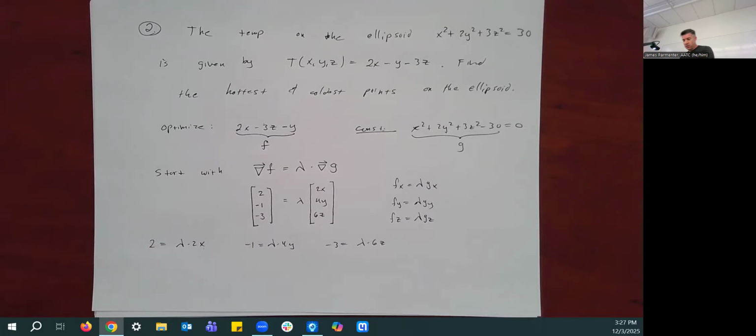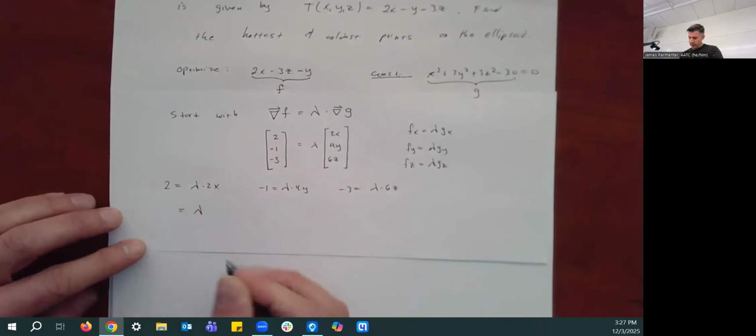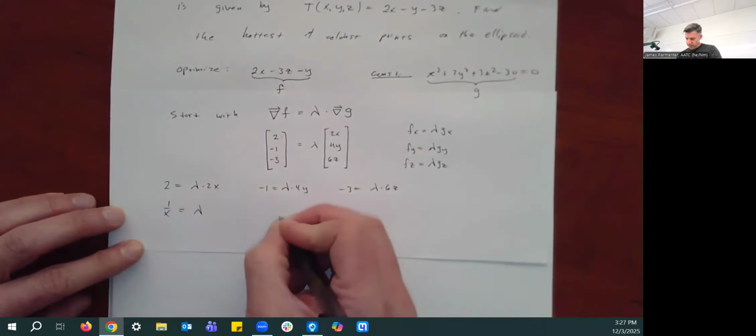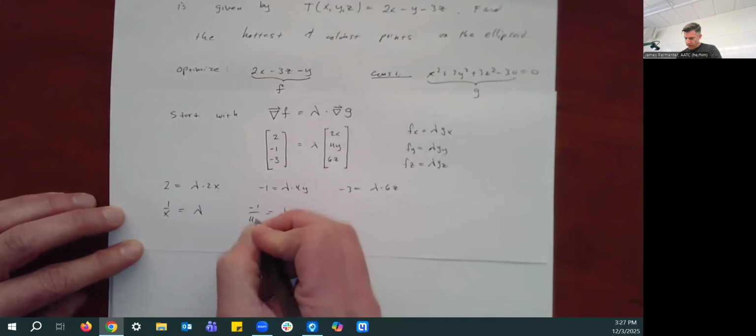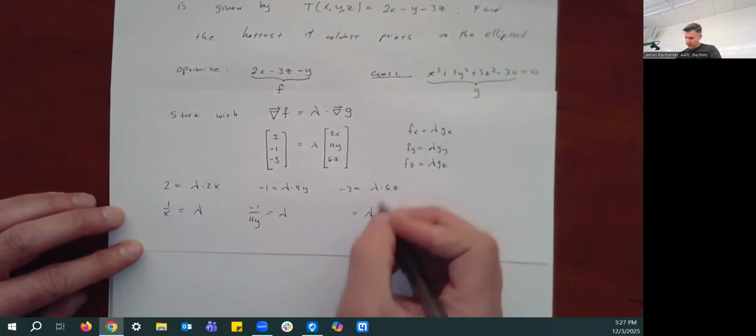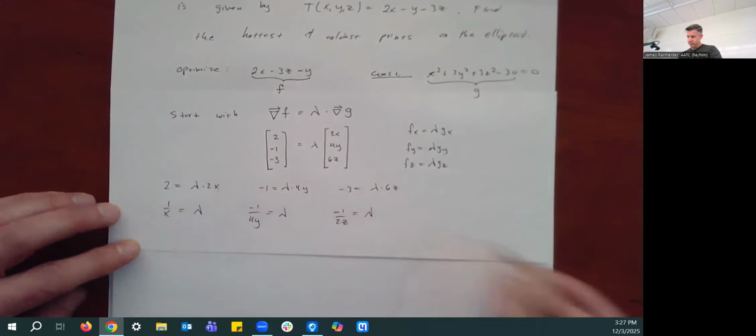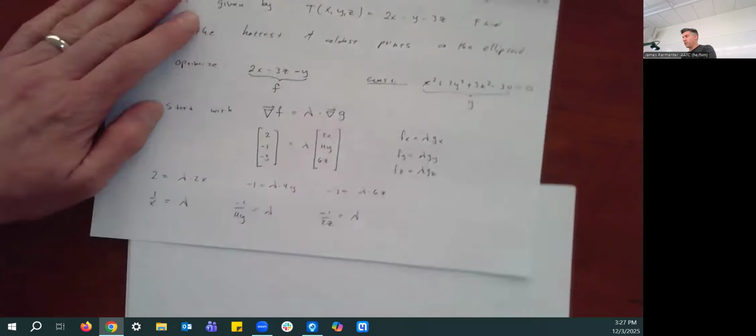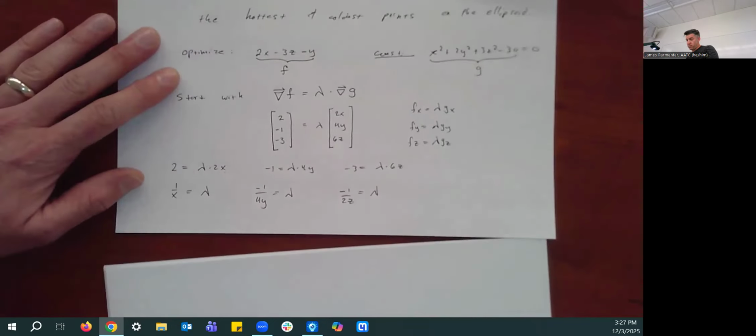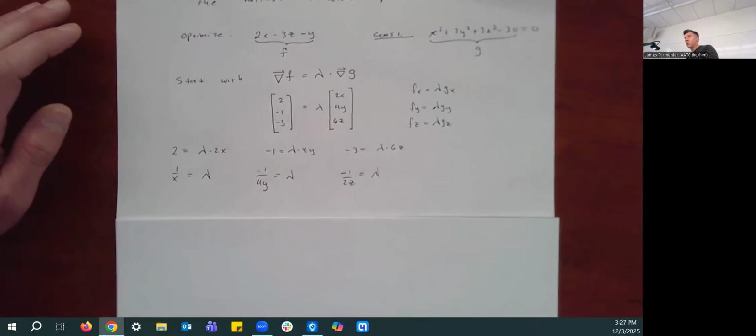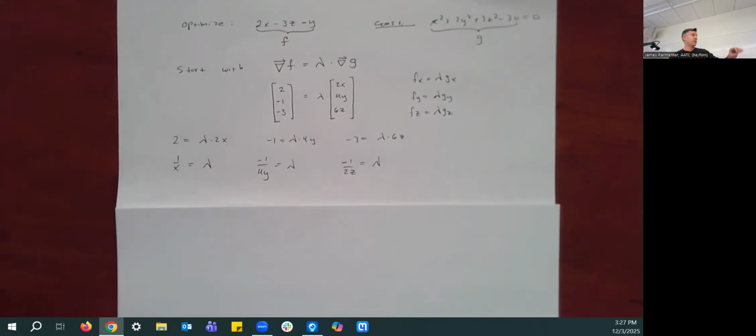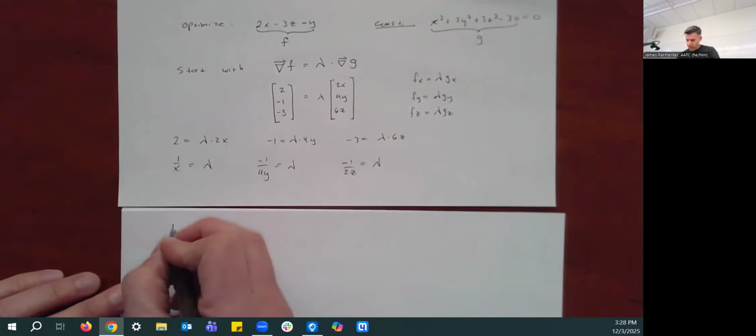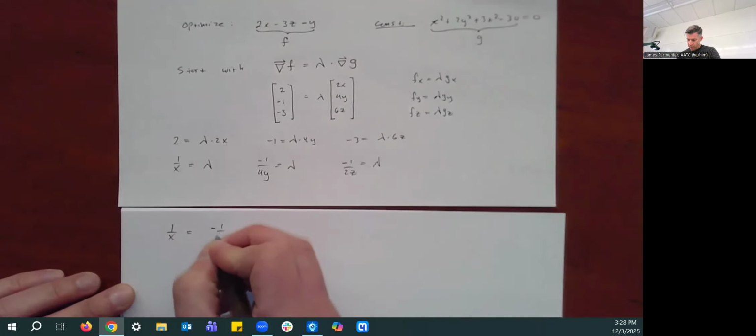So here, I'm going to say that lambda equals 2 divided by 2x, which is 1 over x. Lambda equals -1 over 4y. And lambda equals -3 over 6z, which is -1 over 2z. And they're all equal to lambda. Correct. And so the thing that happens now is we select any two of them to set equal to each other. So typically I'd say this one and this one. So 1 over x equals -1 over 4y.